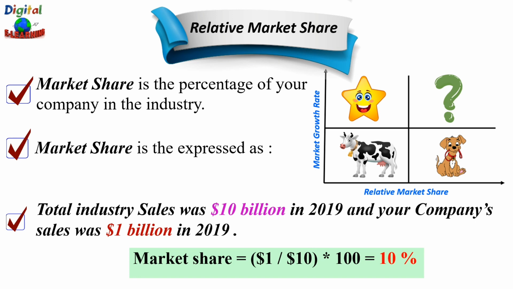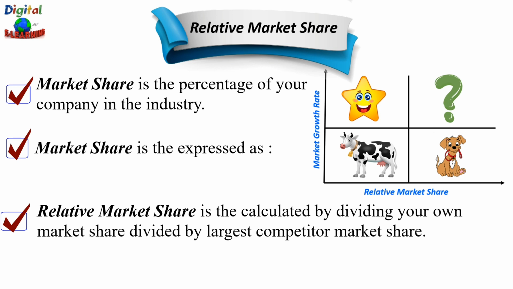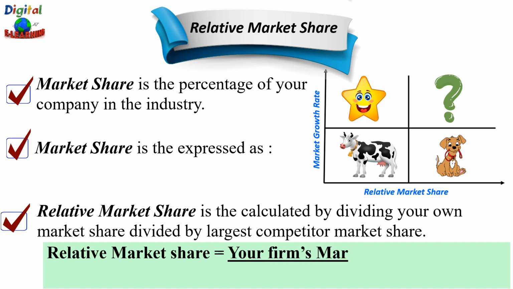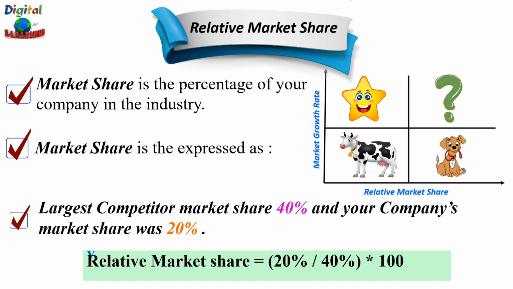So this is the market share. Now let us look at what relative market share is. Relative market share is calculated by dividing your own market share by the largest competitor's market share. Say, for example, your market share is just 20%, but the largest competitor's market share is 40%. In this case, your relative market share with respect to the largest competitor would be 0.5.